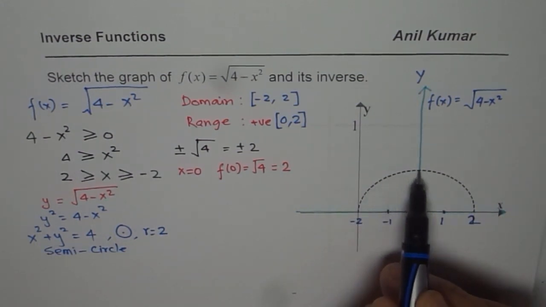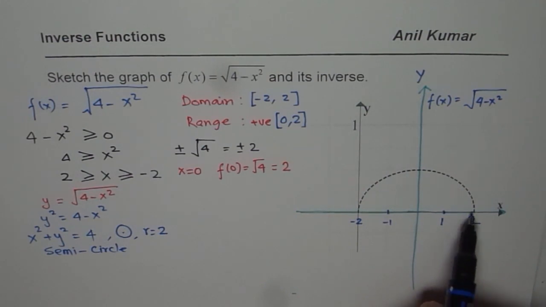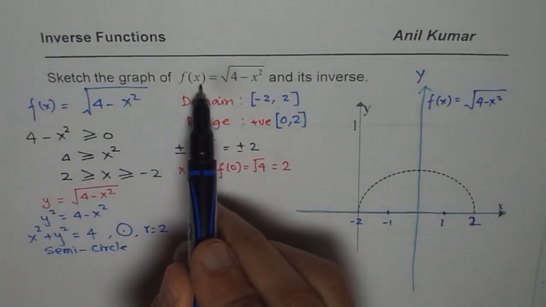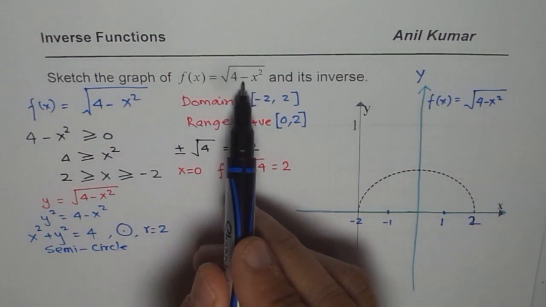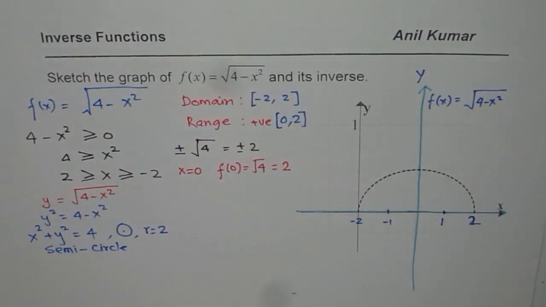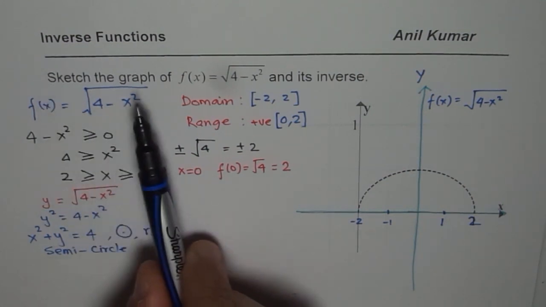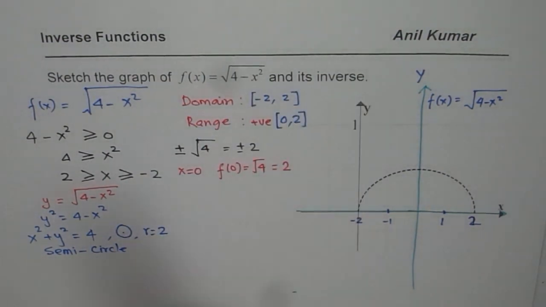So it is this semicircle which we are talking about, which is represented by f of x, the square root of 4 minus x square. So that's the graph for us. I hope that part is absolutely clear to you. Now the second part of this question is: sketch the graph of this function and its inverse.